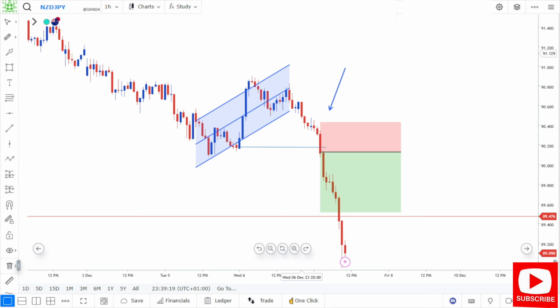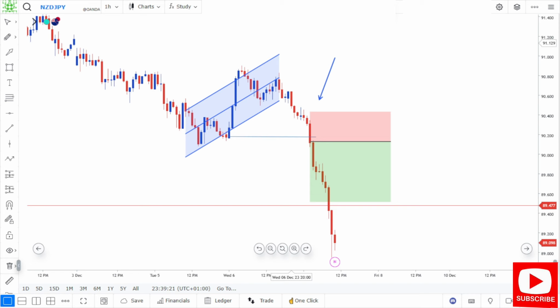Okay, without even wasting much time, price dug deep to our TP. Guys, if you are able to always use this type of rule when trading your linear regression channel breakout, I am very certain that price is going to go your way.